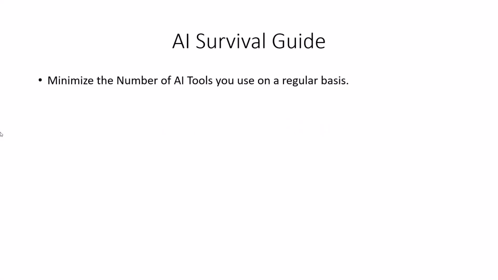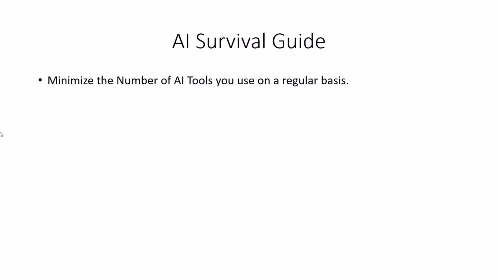So let's talk about an AI survival guide for you using ChatGPT. One of the goals we want to accomplish in this process is to minimize the number of AI tools that you use on a regular basis. There are a number of them, and they continue to grow on a daily basis. You can just continue to buy tools without really getting a handle on how they affect what you're trying to do to generate an income.